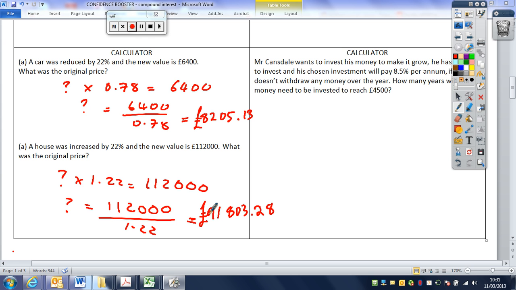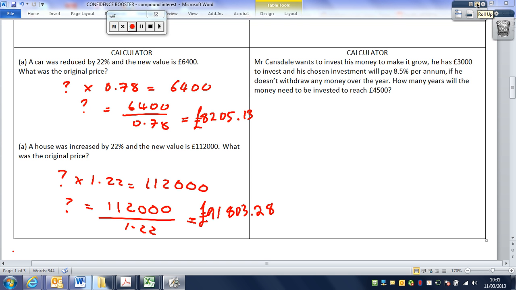Okay, right then. I want to invest money to make it grow. Believe it or not, you don't invest it to get rid of it. I've got 3,000 to invest. I've chosen an investment that will pay me 8.5% per annum, per year. So every year I'll get 8.5% added back on. If I don't withdraw it, I'll get that money.